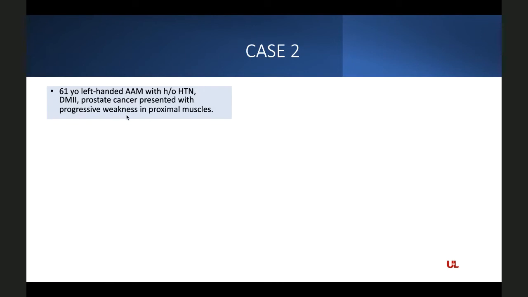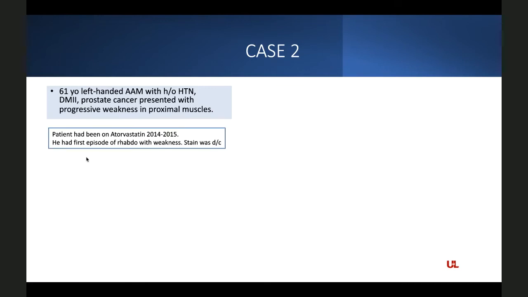So case 2, this was a patient, 61 years old, African-American, who came with a history of hypertension, diabetes, prostate cancer, and progressive weakness in proximal muscles. This patient had been exposed to atorvastatin in 2014 to 2015. At that time, he had the first episode of rhabdo with weakness, and statin was discontinued. So this patient came, I think, about 3 years after that, and at the presentation, his CK was more than 4,000.